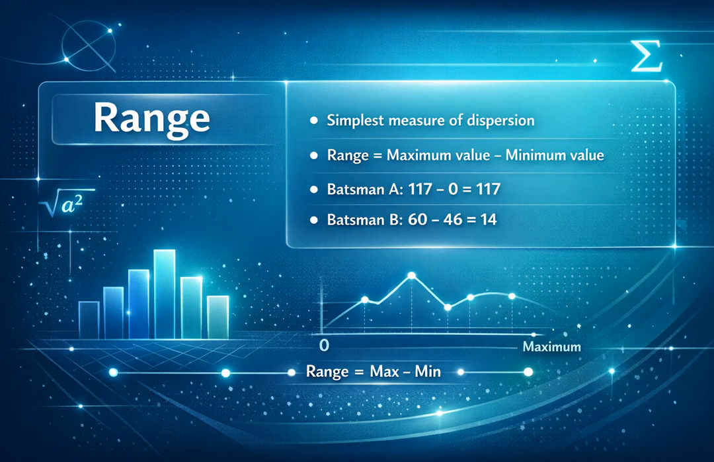Range is the simplest measure of dispersion. It equals the maximum value minus the minimum value. For batsman A, range equals 117 minus 0 equals 117. For batsman B, range equals 60 minus 46 equals 14. The larger range indicates more scatter. It's quick and easy, but has limitations.